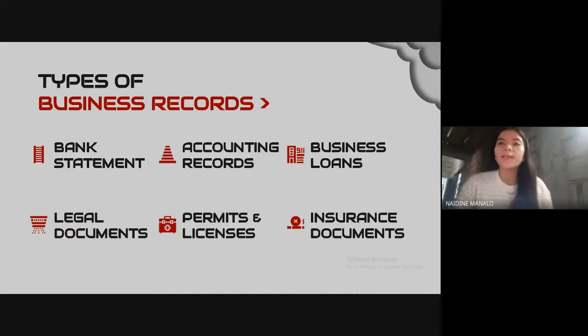So let's move on to the types of business records. We have 6 basic records, which include the bank statement, accounting records, wherein the financial statements, accounts payable, expense, sales invoice, and also we have the business loans record, legal documents, permits and license, and also the insurance documents. Let me first start on the bank statement record.